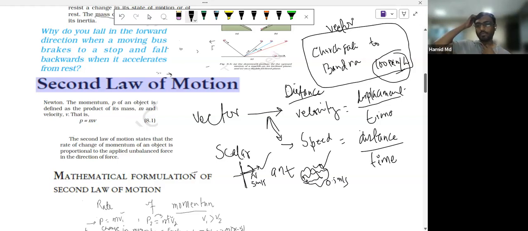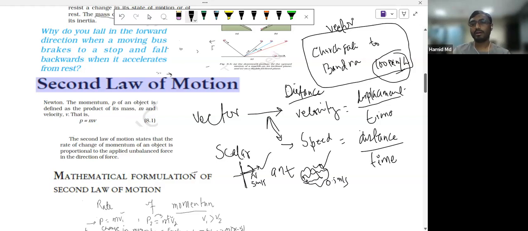I'm saying that roaming around Haji Ali without any purpose is a speed. If you have no purpose, it means you have no direction, no way you are going, so you have only a speed. Otherwise it's called velocity, right? Yes, sir. Clear? Yes, sir.